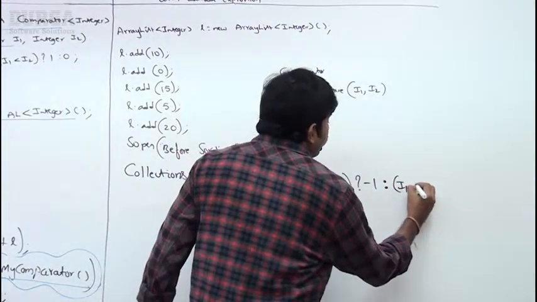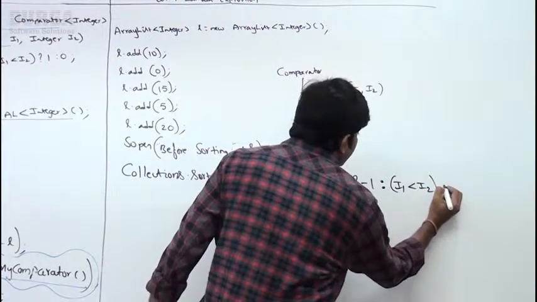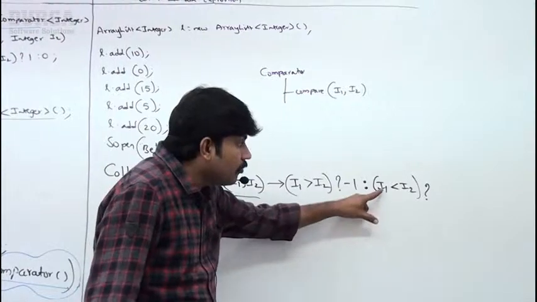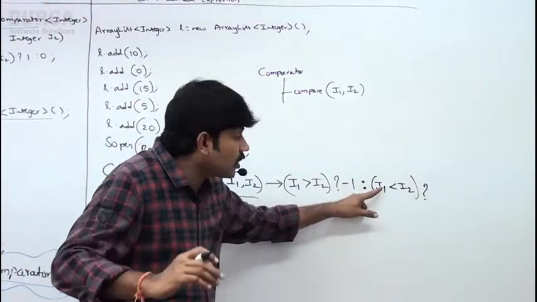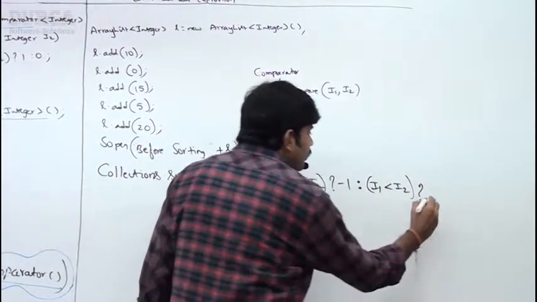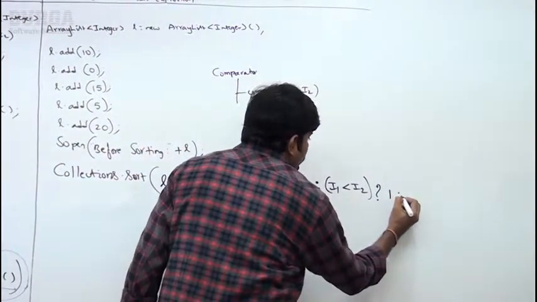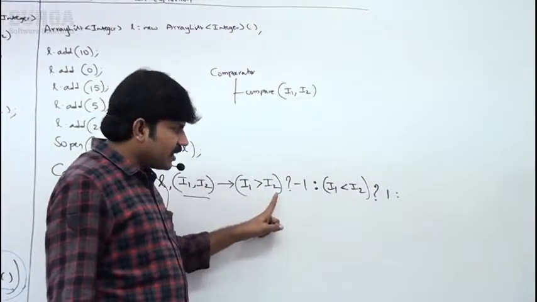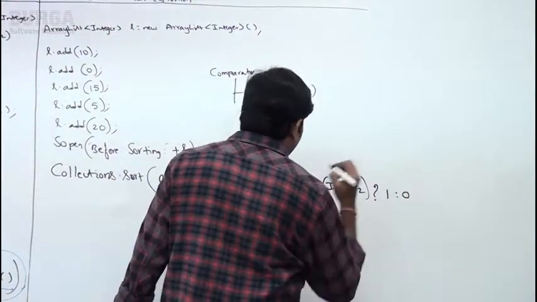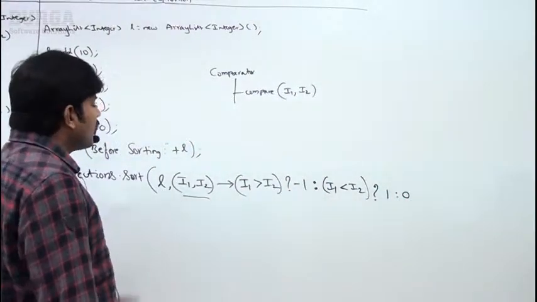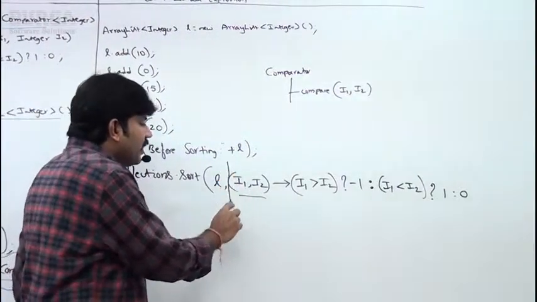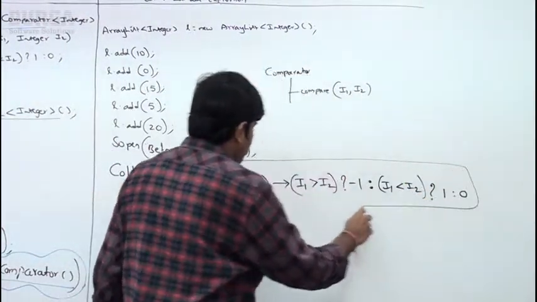Now if I1 is lesser than I2, that means the first object is smaller, and the smaller object should come after in descending order. That's why +1 I'm taking. If it is not greater and not smaller, then obviously its value is 0.